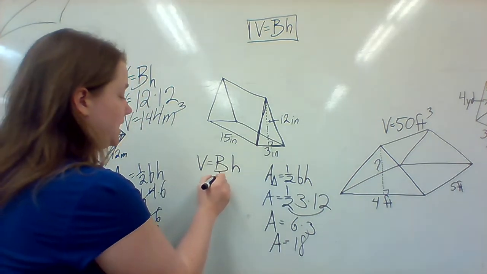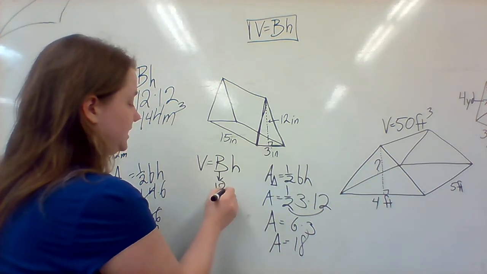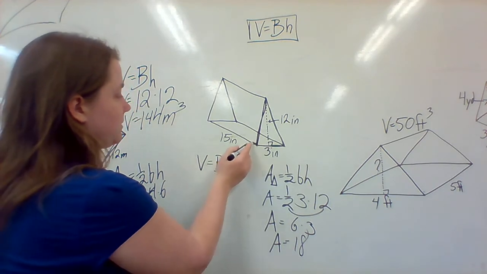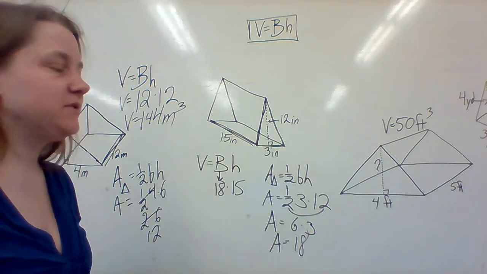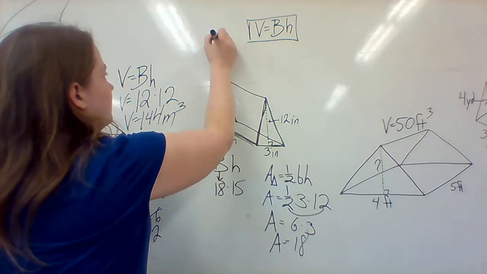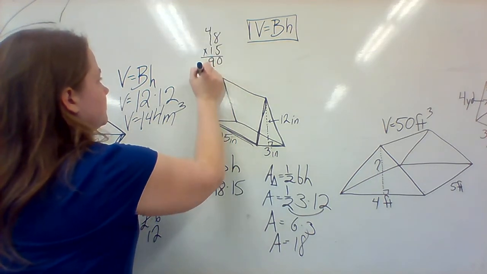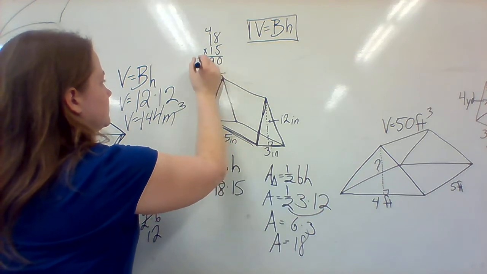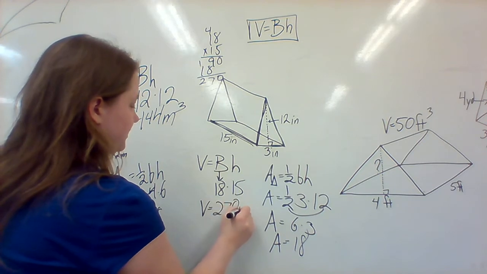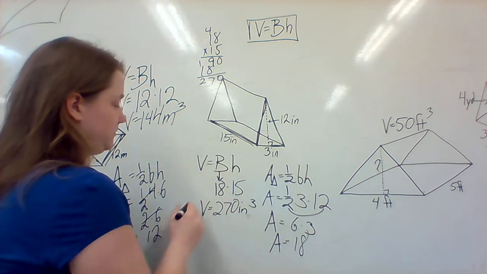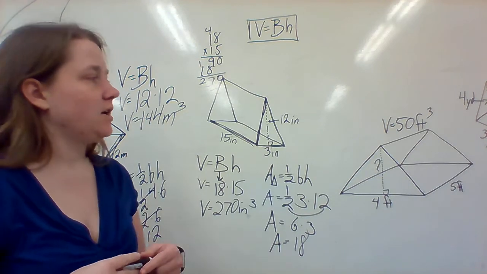So now for B, the area of the base, I'm going to plug in that 18. Then I need to multiply that by the height, and I'm going to have 18 times 15. So I'm going to go ahead and do the math for that. 8 times 5 is 40. And my volume is going to be 270 inches cubed. Let's go ahead and take a look at another example.